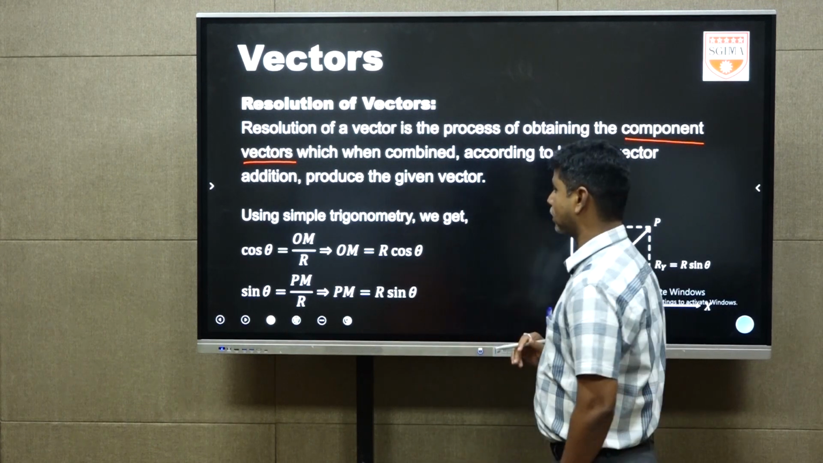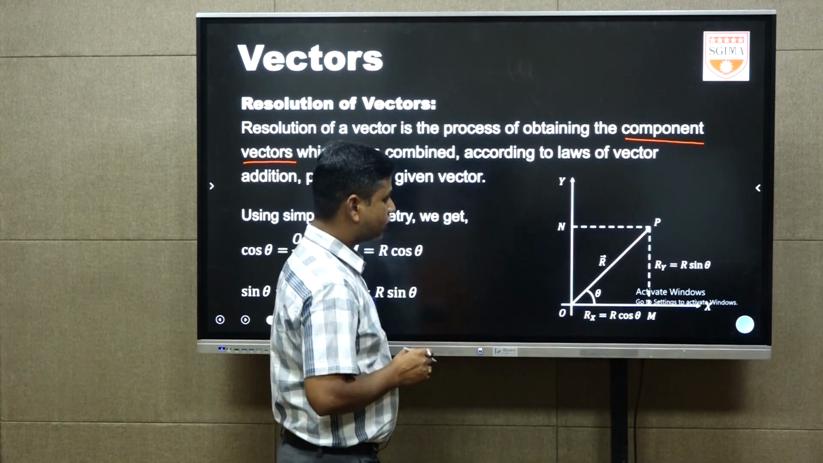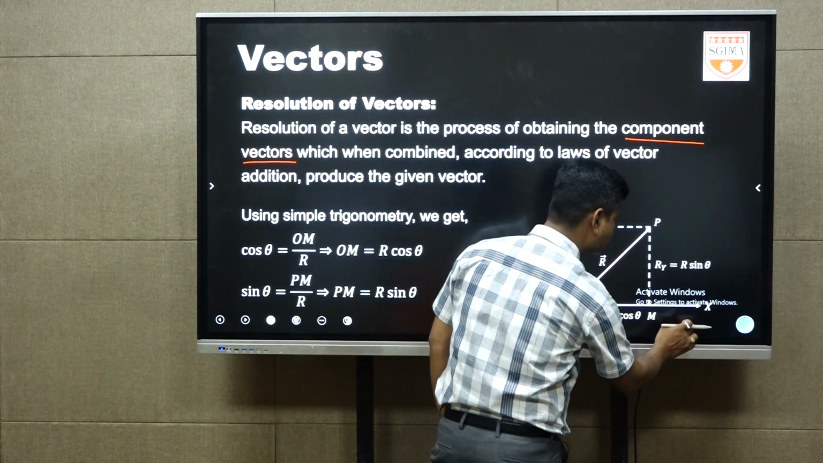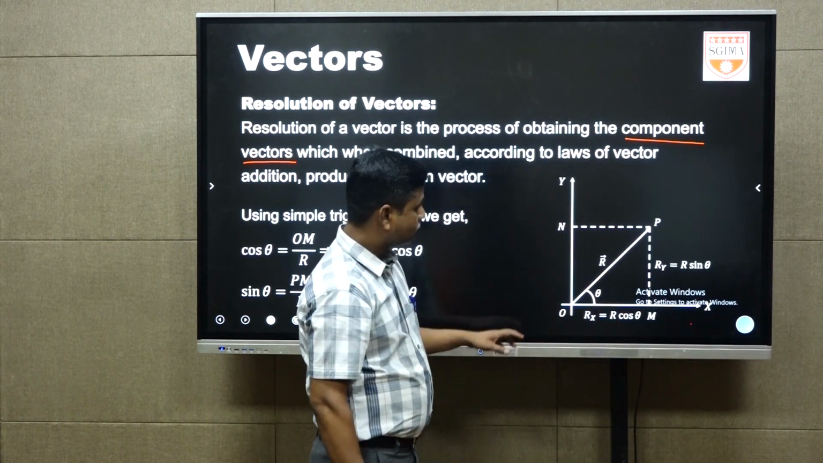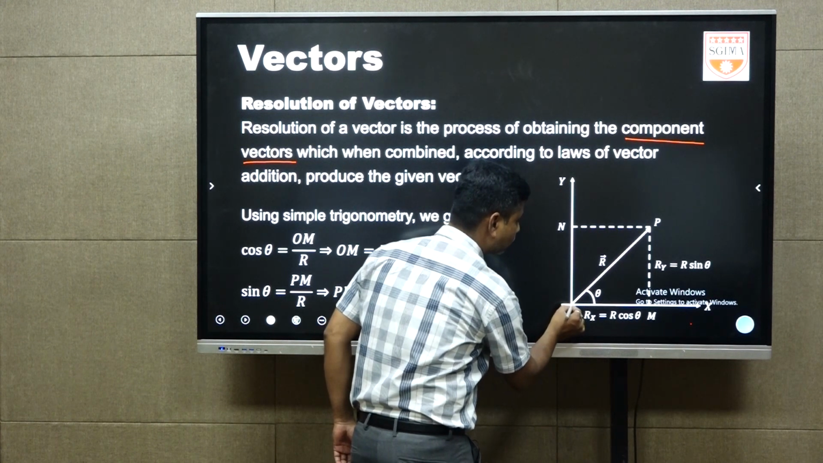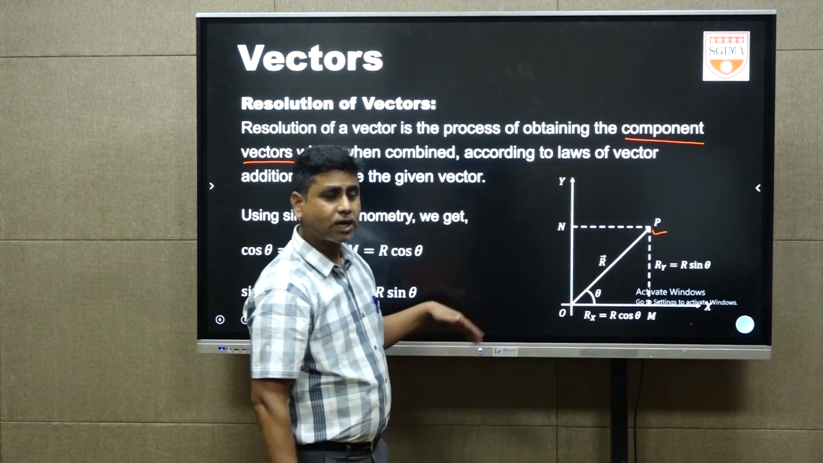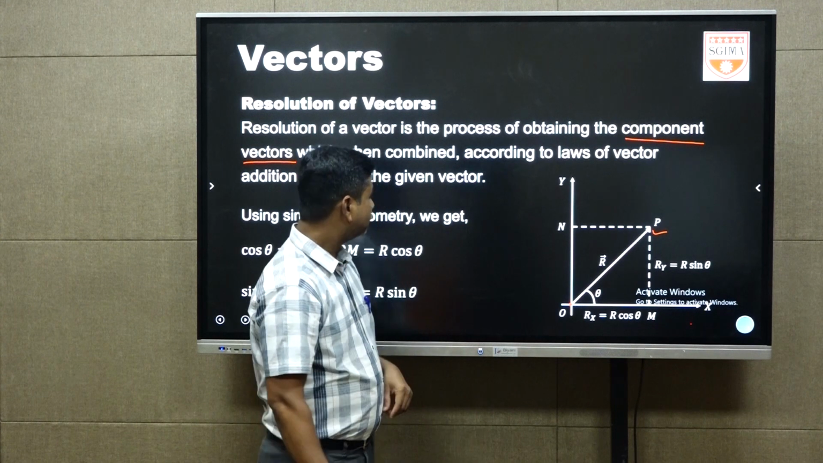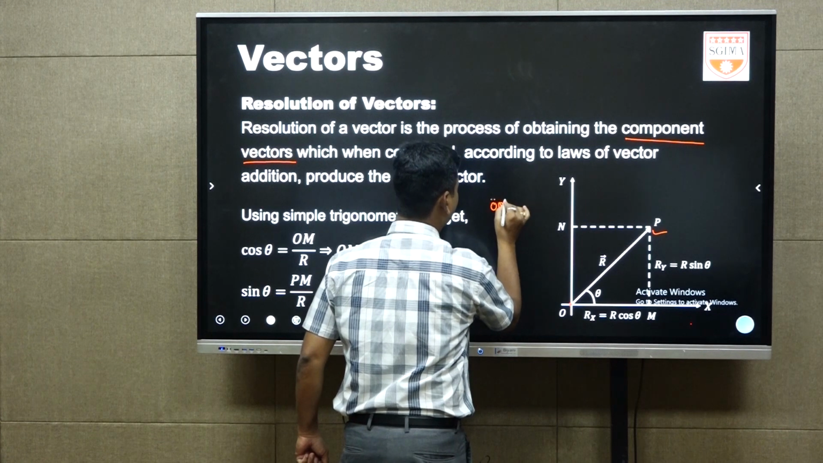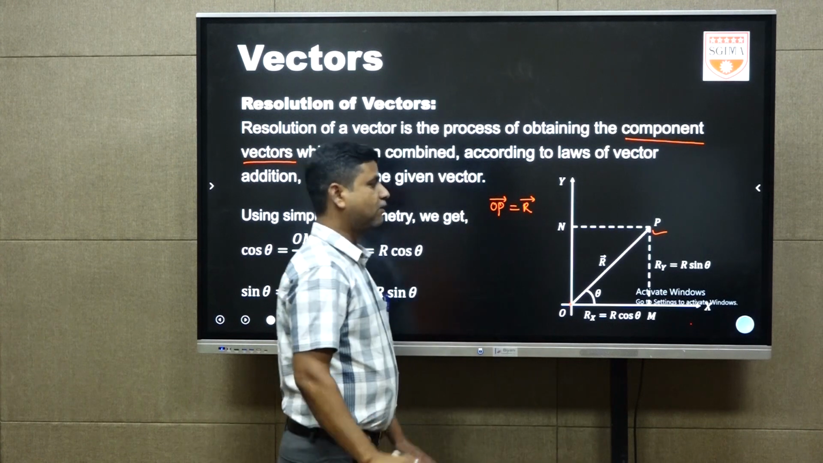Here let us consider a coordinate system with the x axis and the y axis. Taking one of the vectors, the origin point is O, the tail of the vector, and the head of the vector is P. It means the vector we consider is OP. This OP is denoted with R bar. You can also write OP bar equal to R bar. That is the given vector.